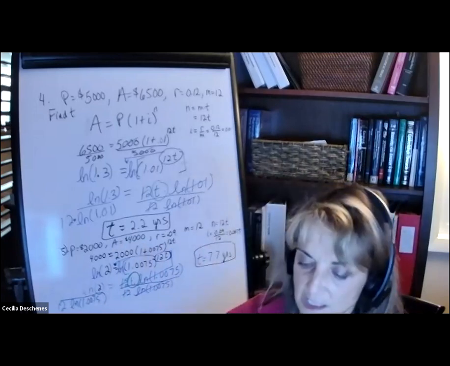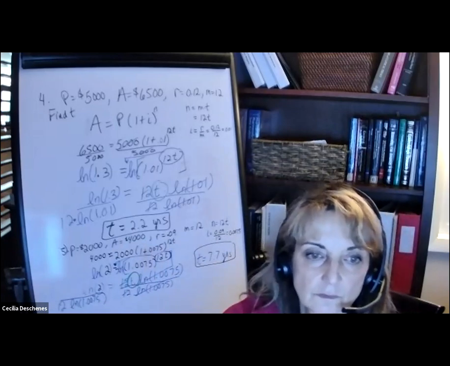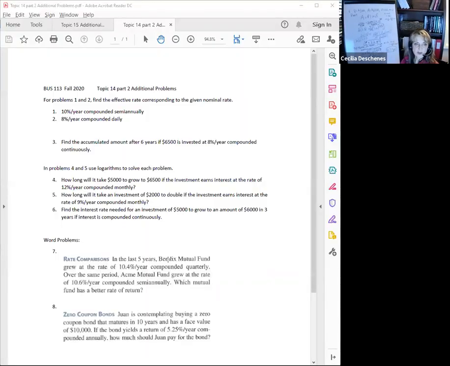Let's go on to question 6. Question 6 says find the interest rate needed for an investment of 5,000 to grow to an amount of 6,000 in 3 years if interest is compounded continuously. So this is not asking about time, it's asking about rate. If you're out there shopping for rates, you know the best thing you could possibly get is compounded continuously. So if you want this kind of growth, you want to shoot for as much as you can, something that would satisfy what we end up calculating.